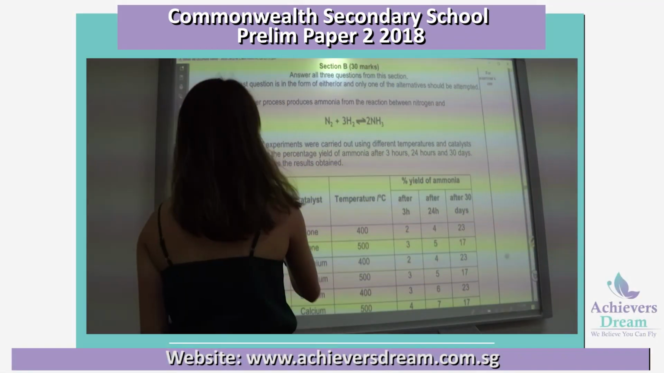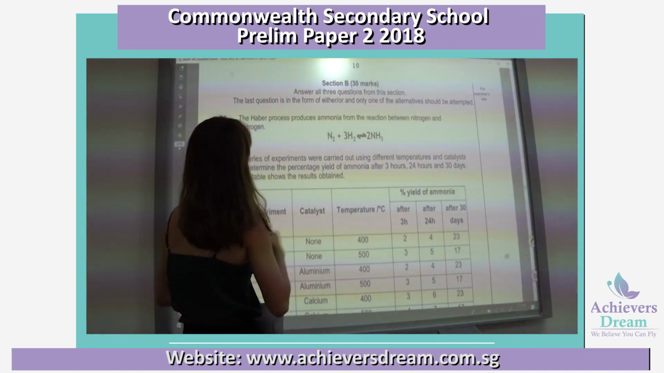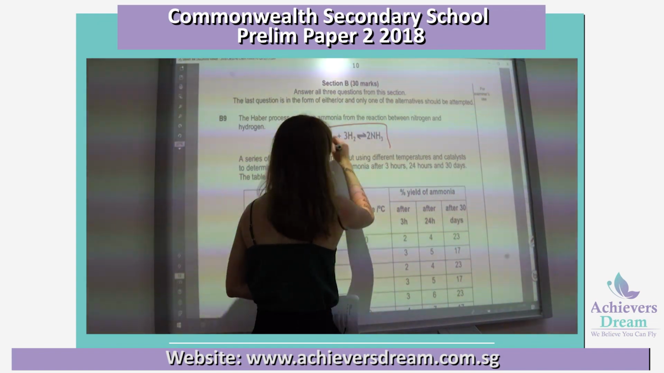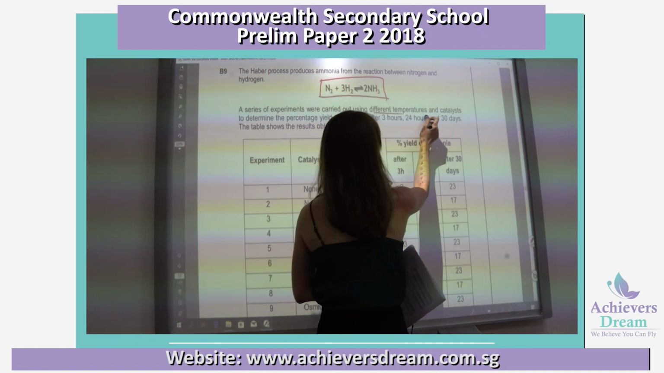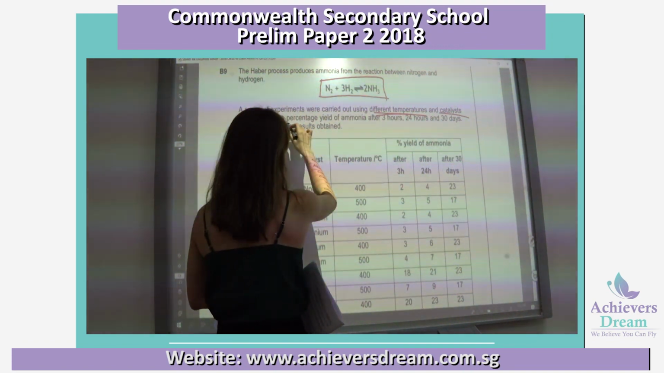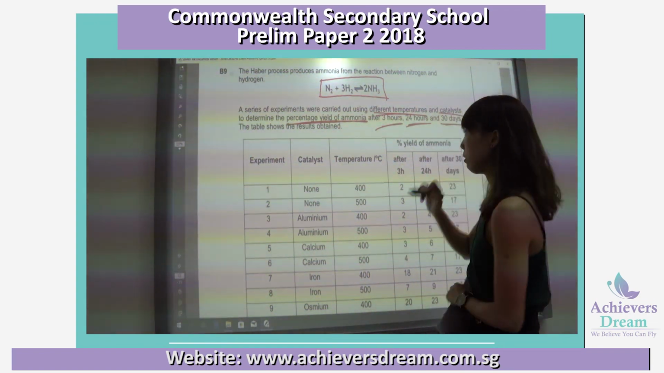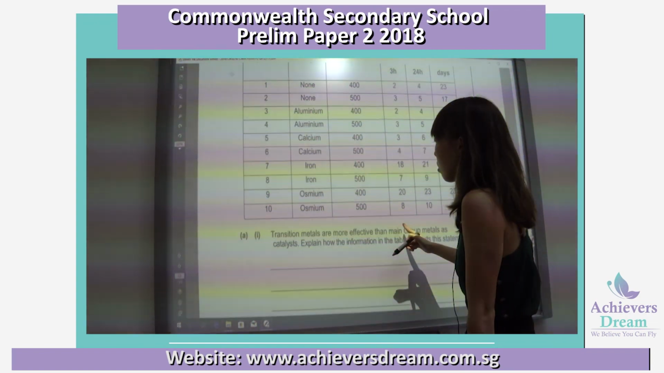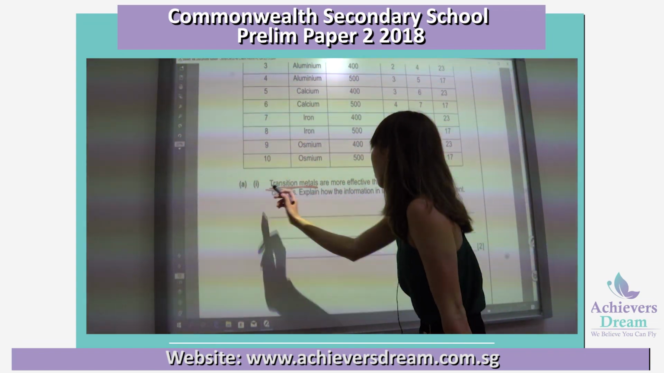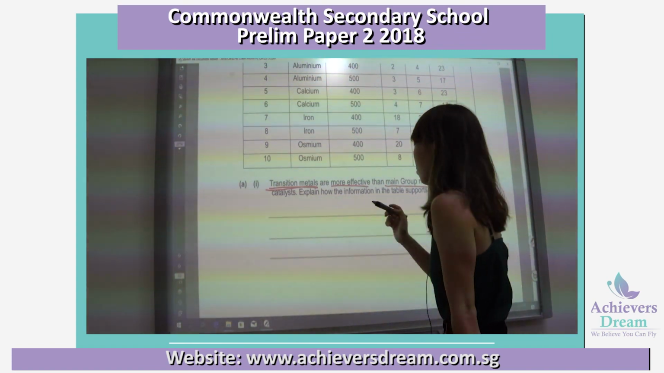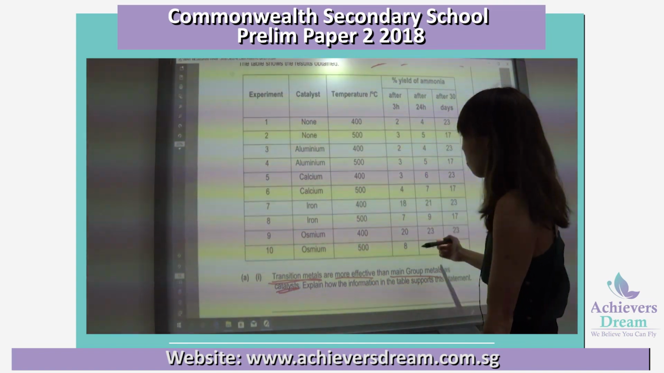Now for B9, the Haber process produces ammonia from the reaction between nitrogen and hydrogen. So this is the reaction. A series of experiments were carried out using different temperatures and different catalysts to determine the percentage yield of ammonia after 3 hours, 24 hours and 30 days. So the table shows the results obtained. Then for part A, transition metals are more effective than main group metals as catalysts. Explain how the information in the table supports this statement.